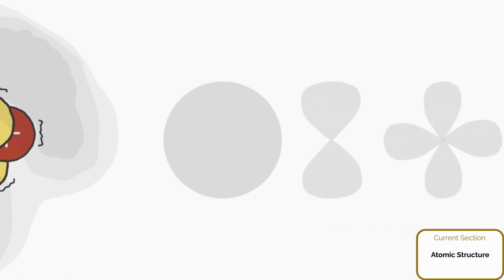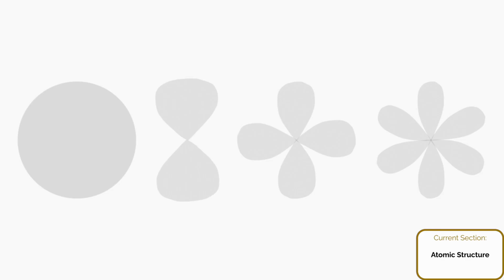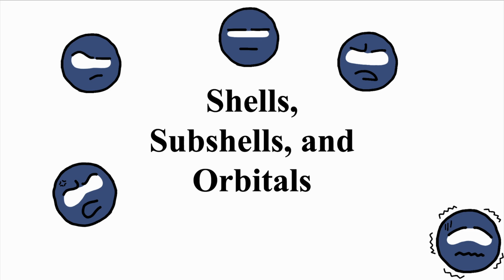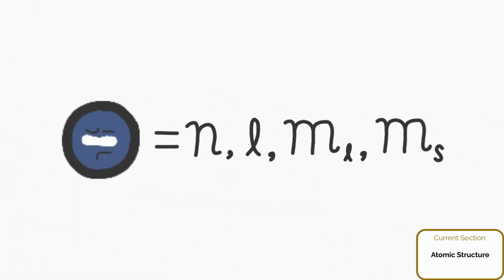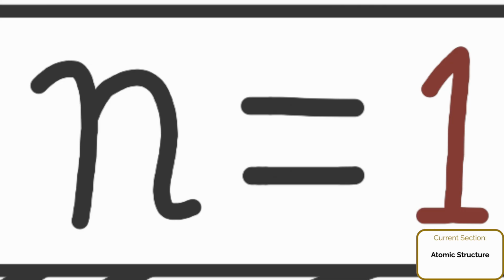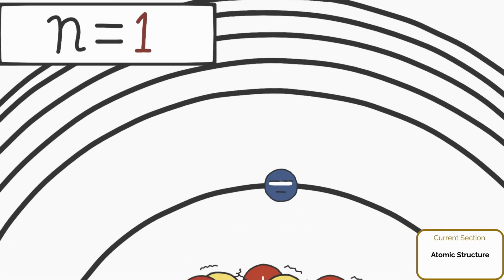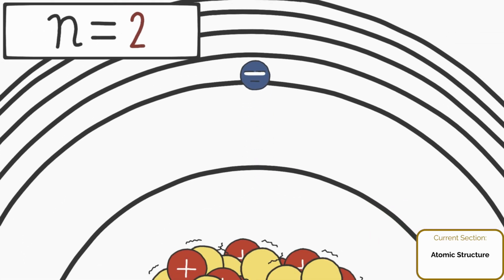Each shell is made up of subshells, S, P, D, and F, and each subshell contains one or more orbitals. Each electron inside an atom has 4 quantum numbers. The principal quantum number, represented by an n, indicates the shell or energy level. The higher the value of n, the further the electrons are from the nucleus and the higher their energy.